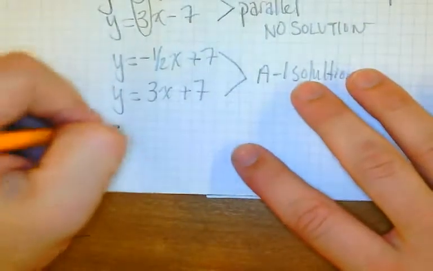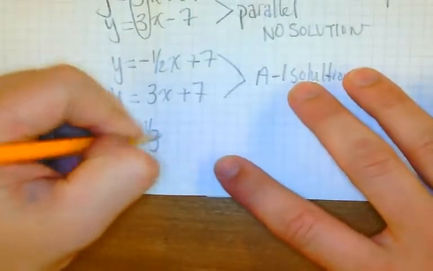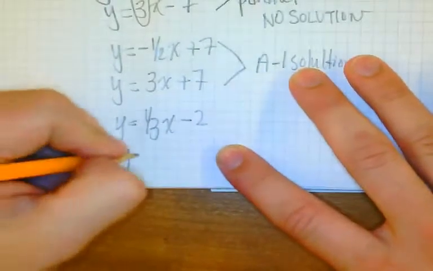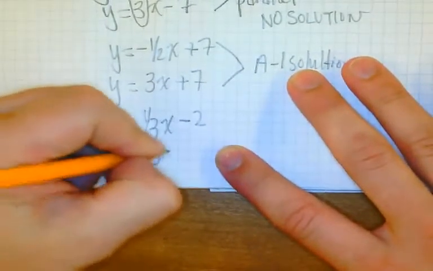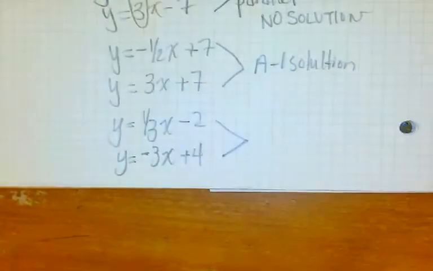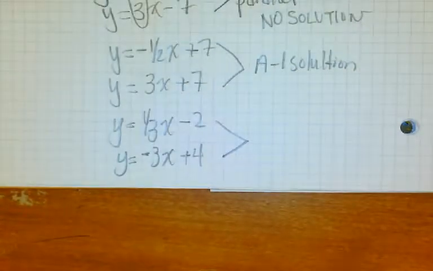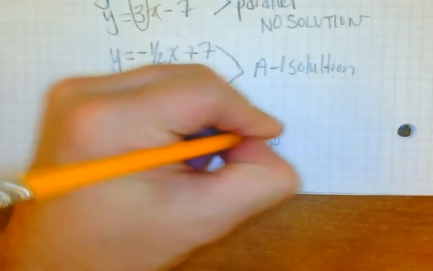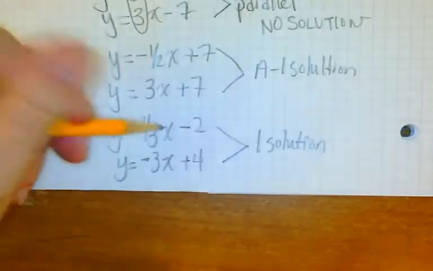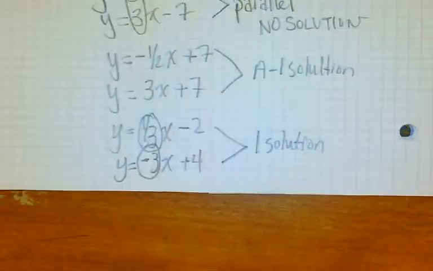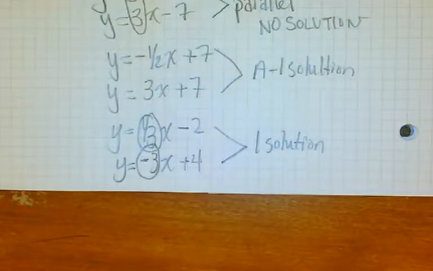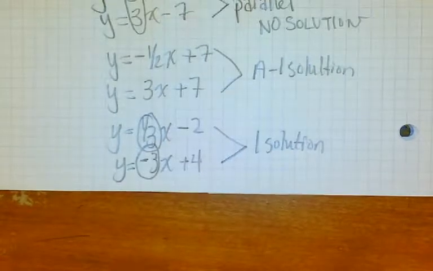All right, let's try another one. Y equals 1/3 x minus 2. Y equals negative 3x plus 4. All right, Miss Karen, what do you think about these two lines? Do we have no solution, one solution, infinite solutions? We have exactly one solution. Very good. Also, what do we know about these lines because we see the slopes here? They do cross in exactly one place. Because they are what?